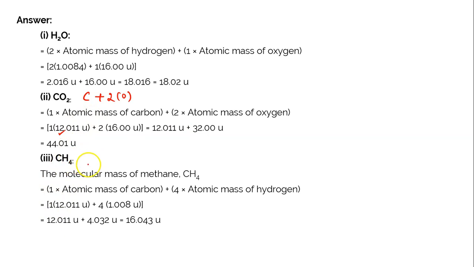Now finally, CH4, the third molecule. You have 1 carbon atom and 4 hydrogen atoms in the given molecule. So 1 carbon atom's atomic mass plus 4 hydrogen atoms' atomic mass is what gives you the molar mass of CH4, which in turn is 1 into 12, that is atomic mass of carbon, plus 4 into 1, that is atomic mass of hydrogen. When you simplify this, your answer will be 16 atomic mass units. So this is how you calculate molecular mass.